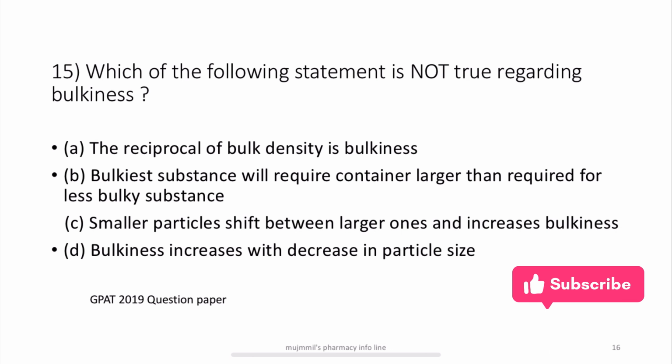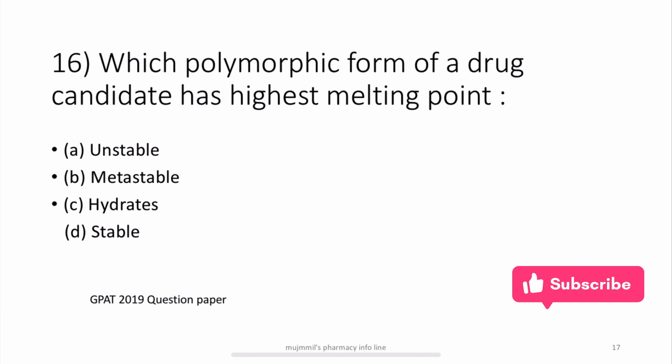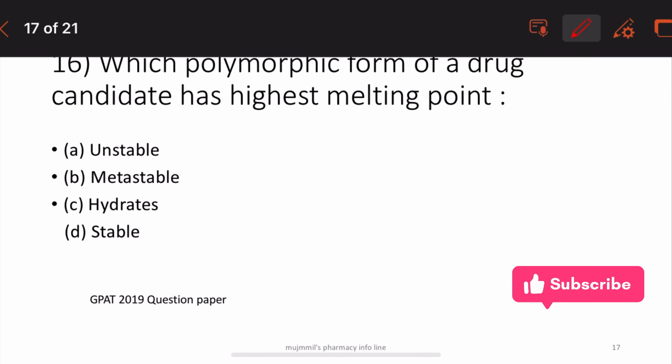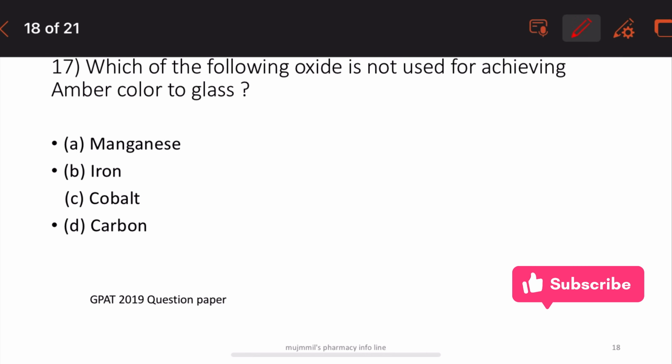Which of the following statement is not true regarding bulkiness? The correct answer is option C. Smaller particles shift between larger ones and increase the bulkiness. Which polymorphic form of drug candidate has highest melting point? The correct answer is option D, stable. Which of the following oxide is not used for achieving amber color to the glass? The correct answer is option C, cobalt.